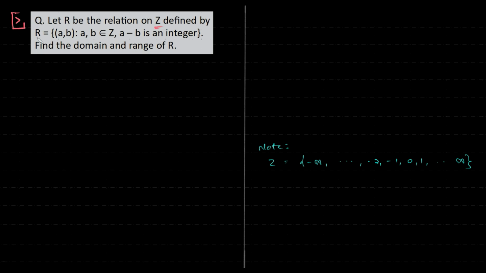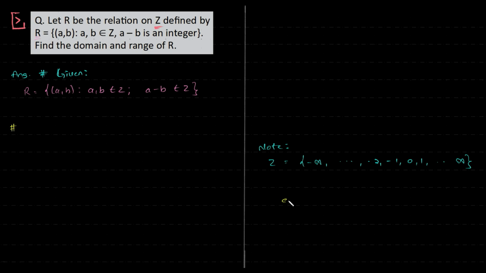So we have been given a relation R, which is made up of ordered pairs A and B, where A and B belong to Z, and the difference between them is an integer again. We need to figure out the domain and range of this particular question. So R is made up of (A, B) such that A and B belong to Z, and the difference between them is in Z again. Now on to figuring out the answer.